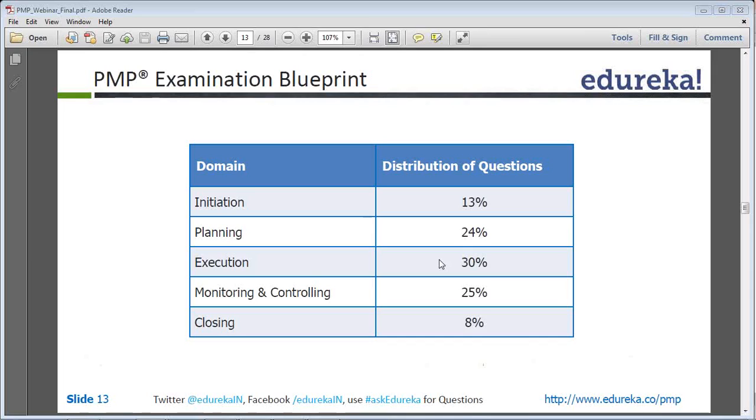And finally, closing means where you are specifically sitting with the team to do closure activities, like releasing the resources, documenting the lessons learned, signing off on all the contracts, getting acceptance and approval from the customer. All these are closing activities. Now in any of these 5 areas, in one or more than one of these areas, you should have a total of 4,500 hours of experience.